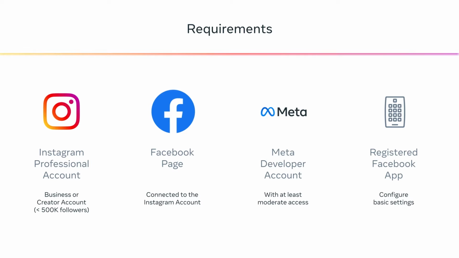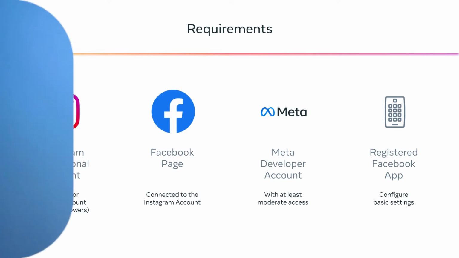So let's get started. To send your first business message using the Instagram messaging API, you will need an Instagram professional account, a Facebook page connected to that account. If you don't already have a Facebook page, you can create one and unpublish it so that it is not publicly available. A Meta developer account that can perform tasks with at least moderate level access on that page. A registered app with basic settings configured.